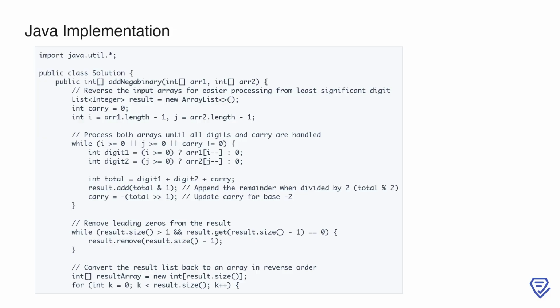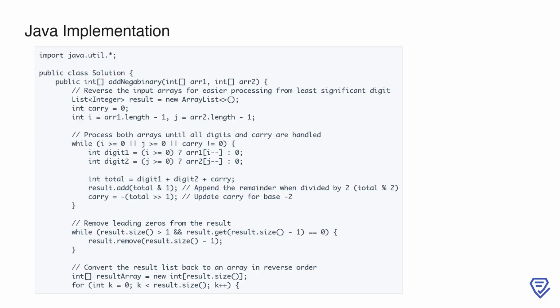Inside the loop, we extract the current digits from ARR1 and ARR2 using the pointers. If a pointer goes out of bounds, we treat the corresponding digit as 0. The total is calculated by adding the two digits and the carry. We then append the remainder of total divided by 2 to the result list, which gives us the current digit in base -2.